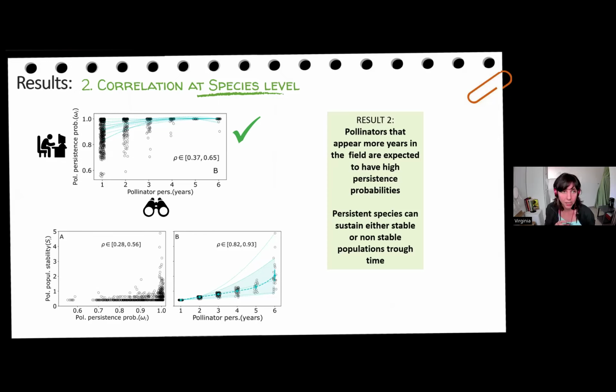And when we look at the species scale, which is this figure in the lower part, on the x-axis we see either the pollinator expected persistence, this omega, or the real empirical pollinator persistence, and on the y-axis, the temporal stability, the inverse of the coefficient of variation. We find a slight positive correlation, but it's basically induced because species that sustain stable populations are the more persistent. However, persistent species can be either stable or not. They can do pretty much everything.